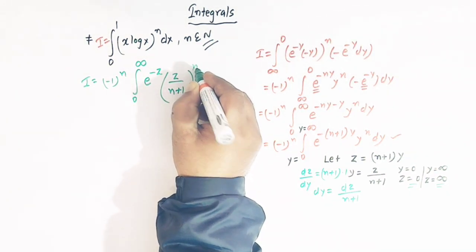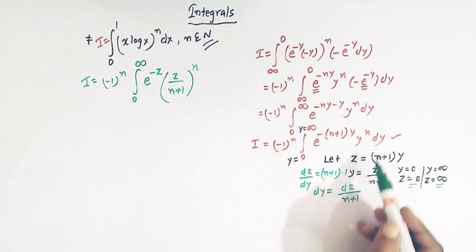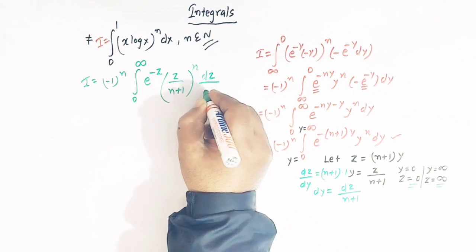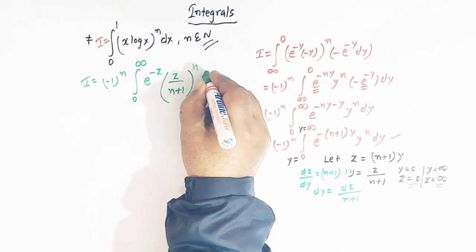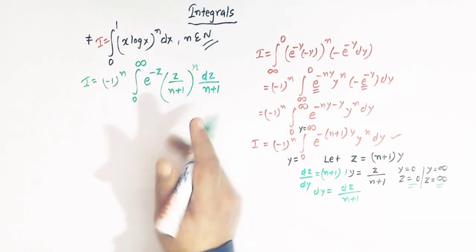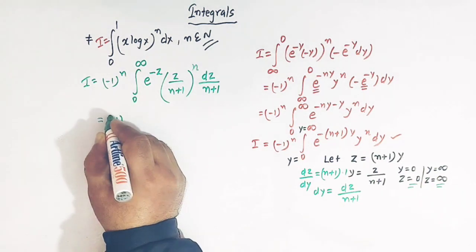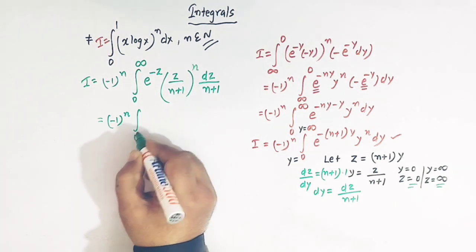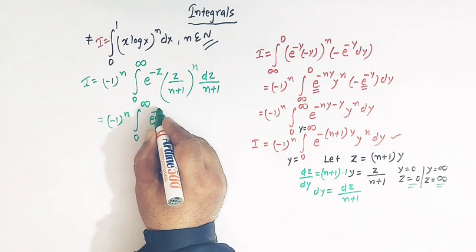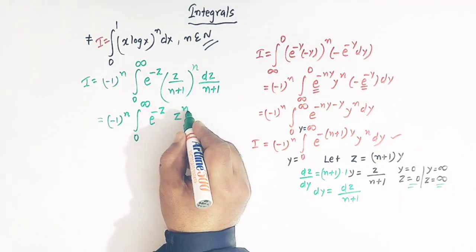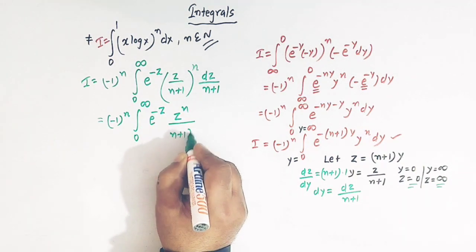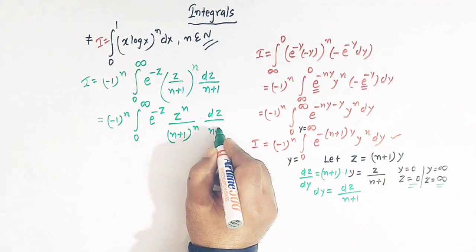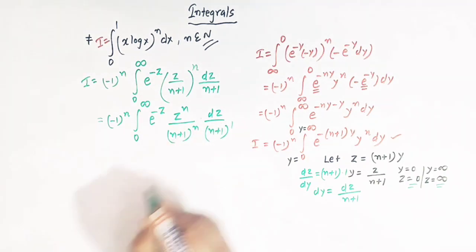So here we have n, and dy can be replaced by dz divided by n plus 1. Now we have this integral, so let us simplify it. We have minus 1 raised to n, integral from 0 to infinity of e raised to minus z, z raised to n, (n plus 1) raised to n, dz, and here we have (n plus 1) raised to 1.